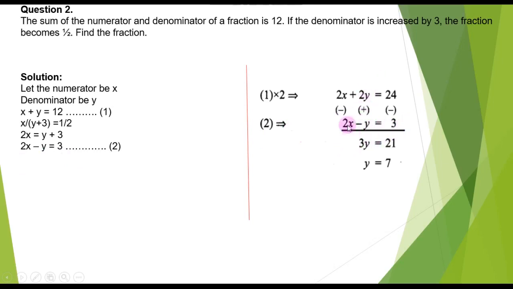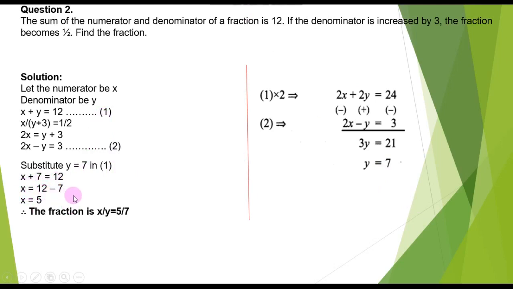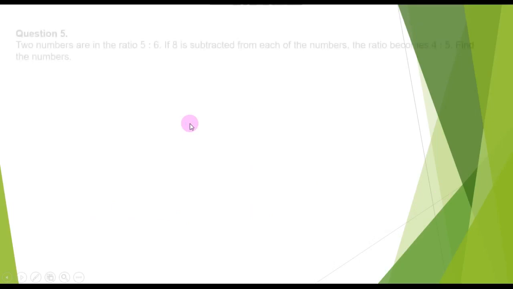When we simplify, we get 3y equal to 21. y equal to 7. So substitute y equal to 7 in equation 1. x plus 7 equal to 12. x equal to 12 minus 7. x equal to 5. So we get x and y value. So the fraction is x by y equal to 5 by 7.